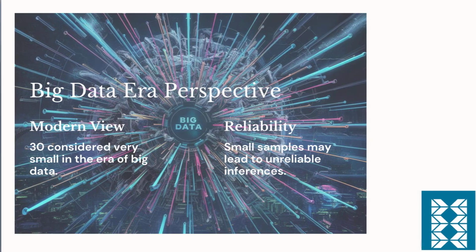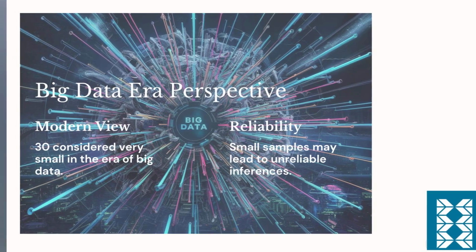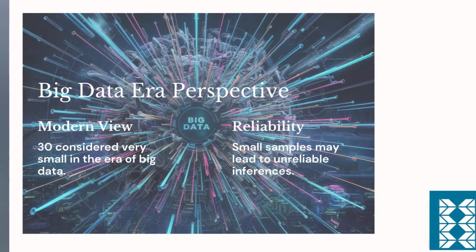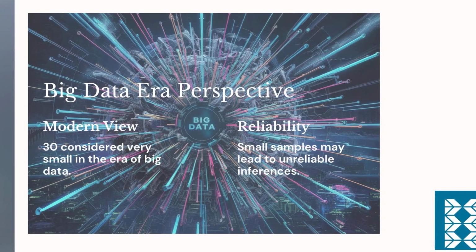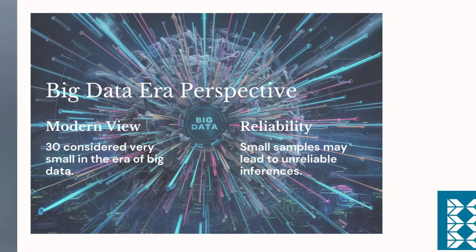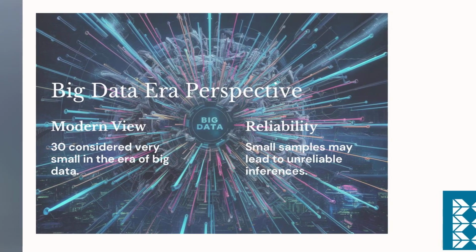In the era of big data, a sample size of 30 is considered very small and may lead to unreliable inferences, especially when data are complex or has high variability. The idea of 30 as a sufficient cutoff is somewhat outdated in modern applications where large data sets are available.